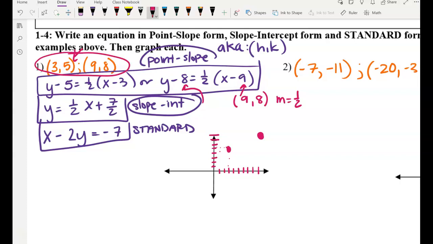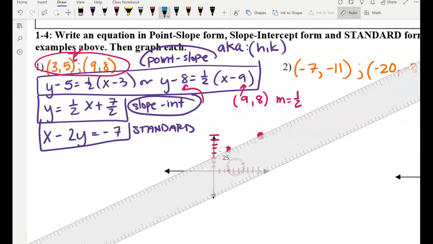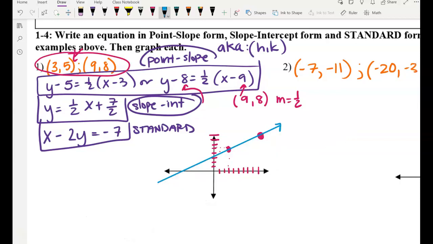Now if you're going to use your slope, then you're going to go up 1, right 2. Now you can also go down 1 and left 2. That should work as well. So again, use your straight edge and connect those 2 dots, okay? Or you can start at 9, 8. I'm not going to go up because I'm kind of running out of space because I don't want to invade number 2, but you can go down 1, okay, and then right 2. Down 1, right 2, and so on and so on, okay?